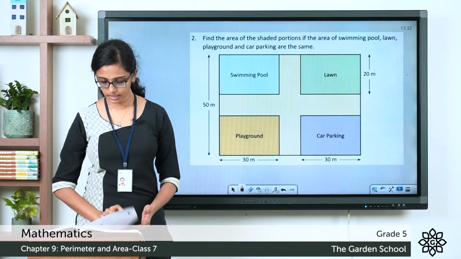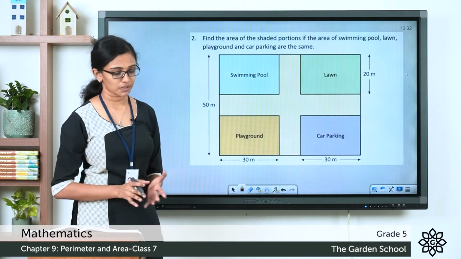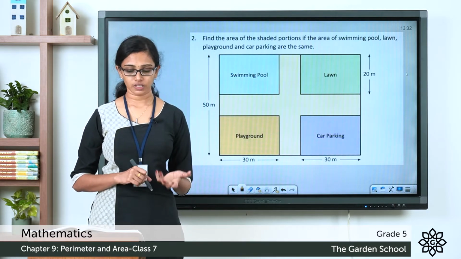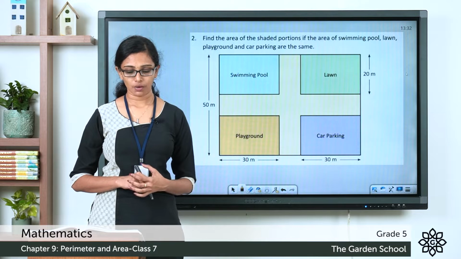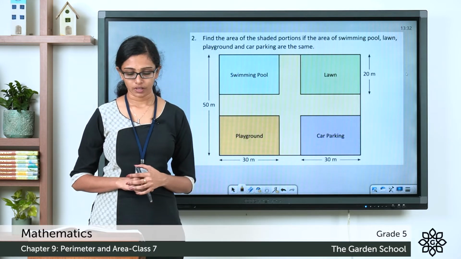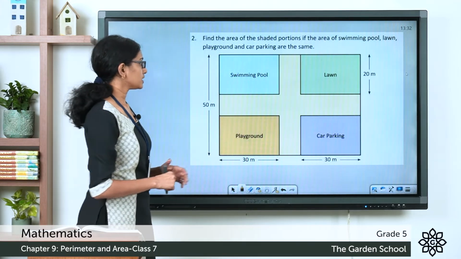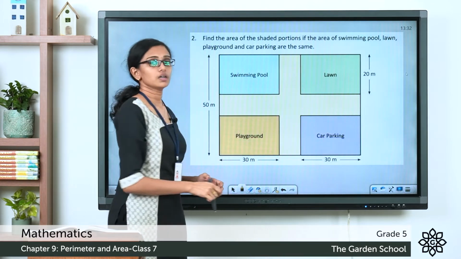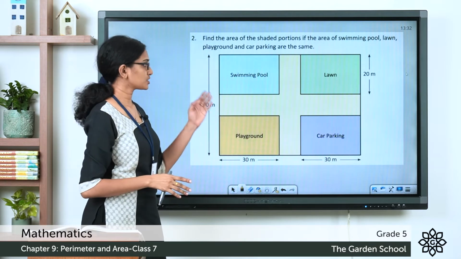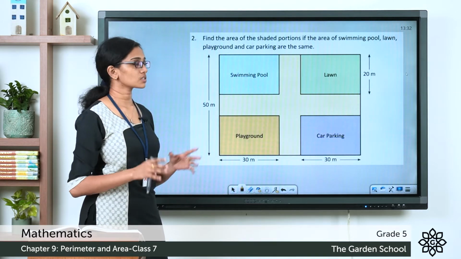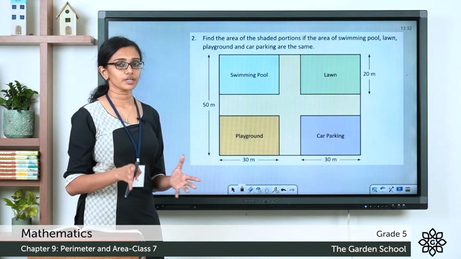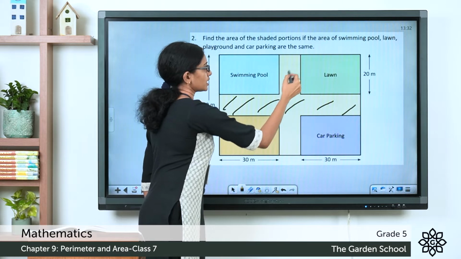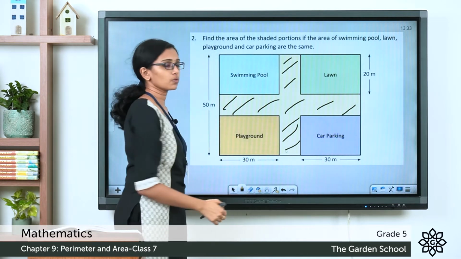In page number 148, you can see this picture there. You have to find the area of the shaded portions if the area of swimming pool, lawn, playground and car parking are the same. So you can see this figure there, and the area of the swimming pool, playground, car parking and lawn are the same as mentioned in the question. The shape is also the same. The dimensions should also be the same. So what is asked in the question? You have to find out the area of this shaded part, the part shaded in yellow color.